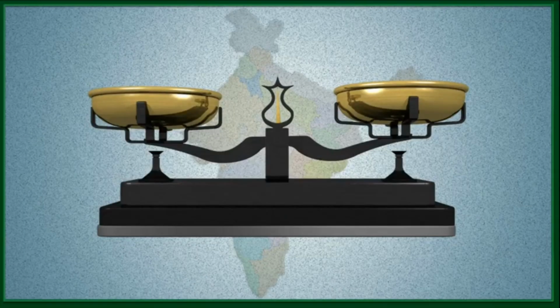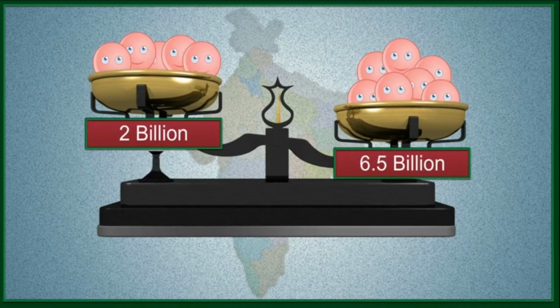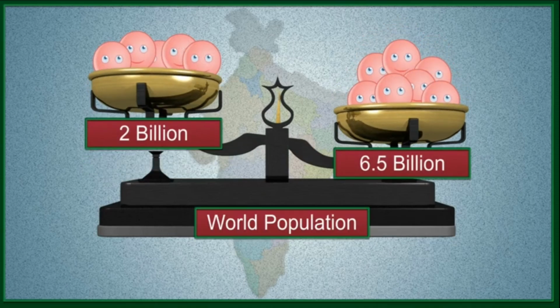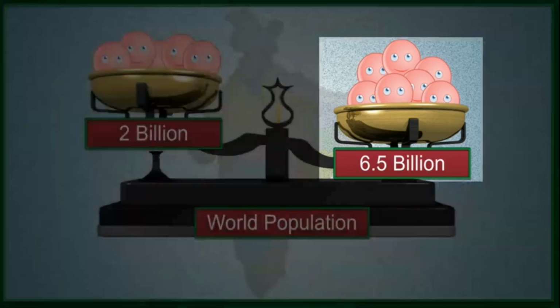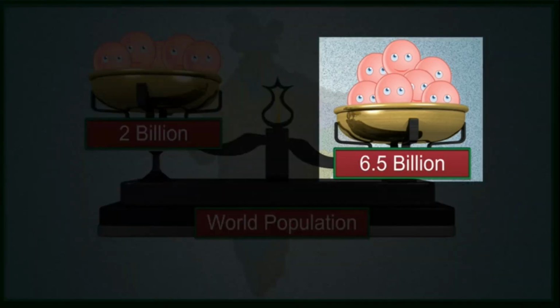Population is a dynamic phenomenon. The number, distribution, and composition of a country's population are constantly changing. Today, the world's population stands at over 6.5 billion.